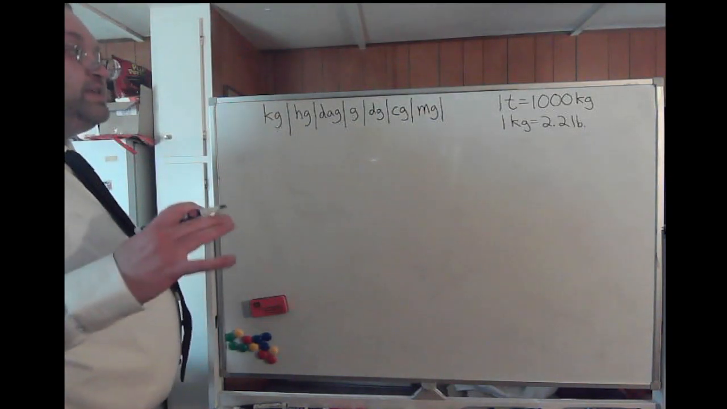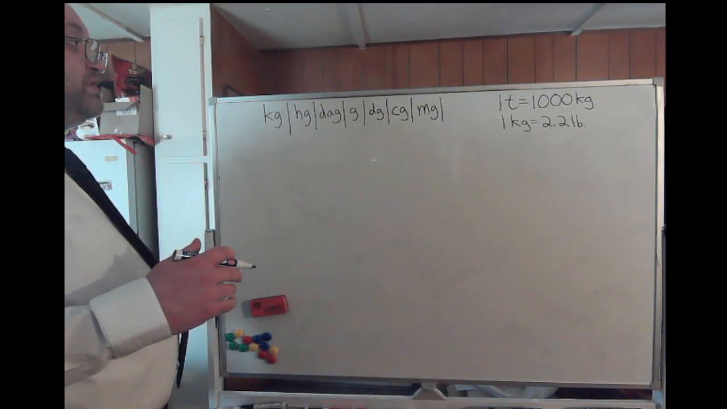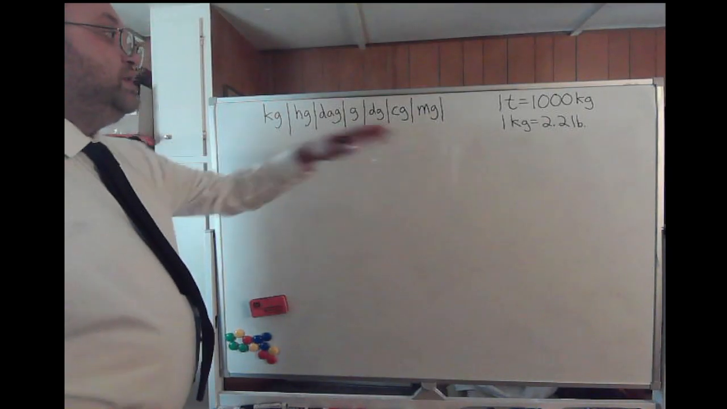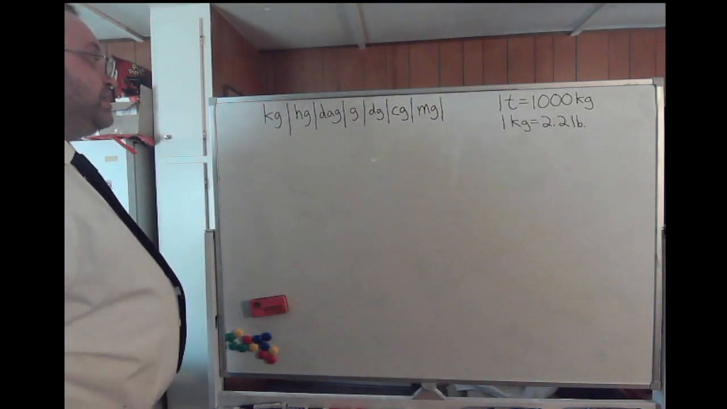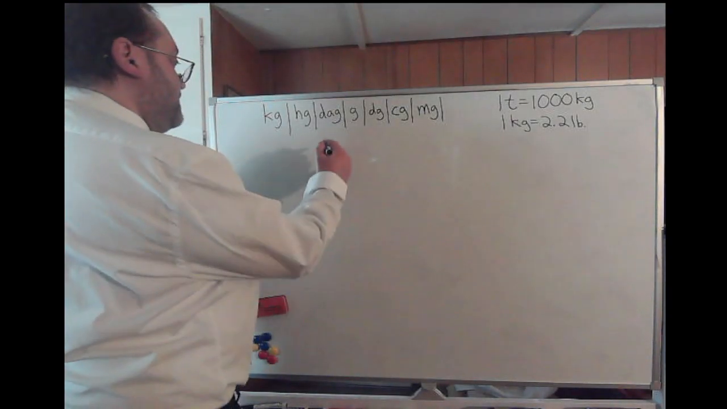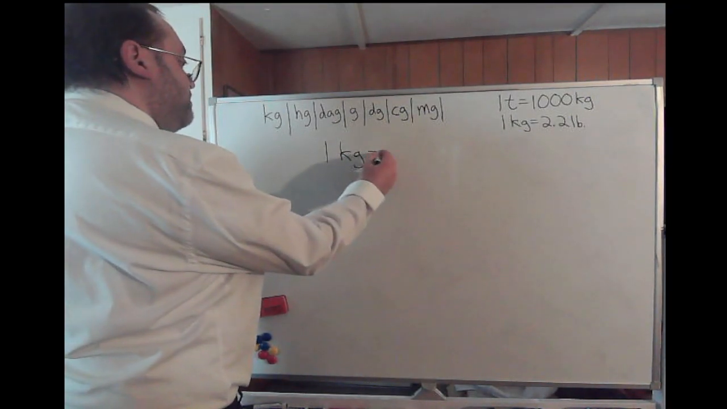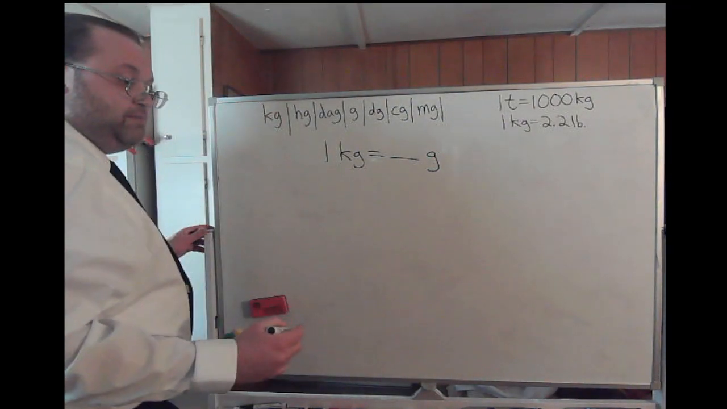We're not going to spend a lot of time on this since we've already demonstrated how to convert between kilo to regular to milli and so on when we did units of length. It's the same process. So let's say I have 1 kilogram. I want to convert that to grams. 1 kilogram is equal to how many grams?